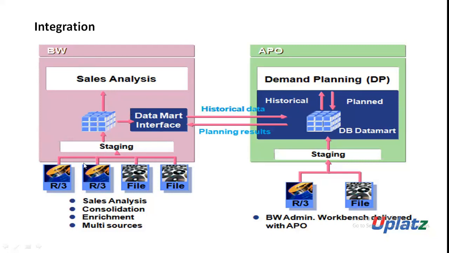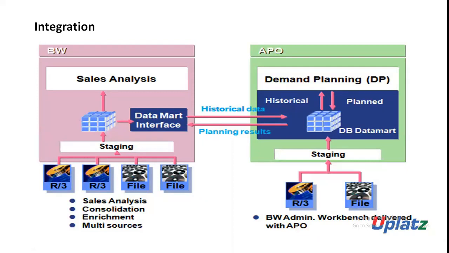With the help of the R3 system, it has all the sales invoice data, everything. It has the data as info cubes in the external BW. The APO inbuilt BW calls all the data from the external BW as the historical data, and finally it writes the planning results back to the external BW also. This is the way the data gets from ECC to APO with the help of BW.